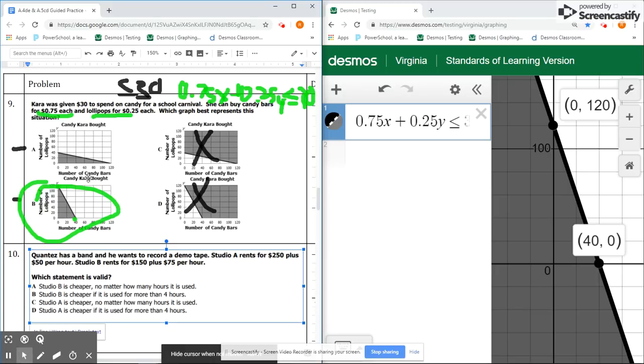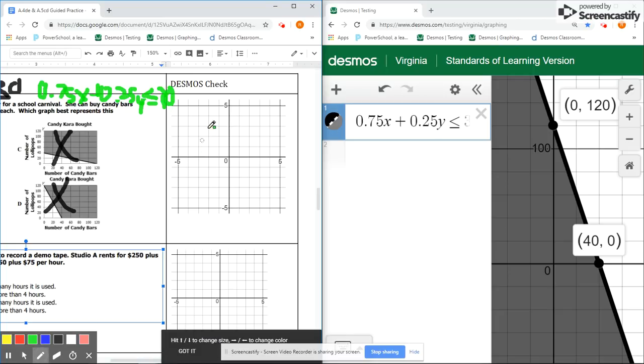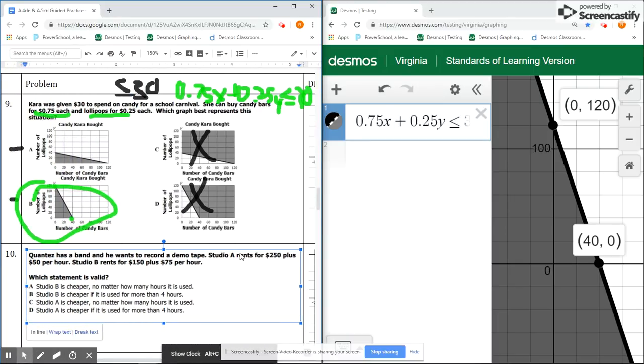Okay, so this looks a little confusing, but if you slow down and you really think about what's going on, hopefully you can recognize what the inequality should be, and then you can type it into Desmos. Okay, and remember that we need to write this Desmos check in here, so why don't you take some time now to put our y-intercept all the way up here at 120 and our x-intercept all the way up here at 40, and then draw your graph and shade it. Okay? All right, and let's look quickly at number 10.